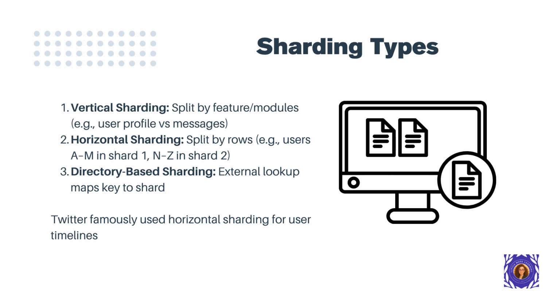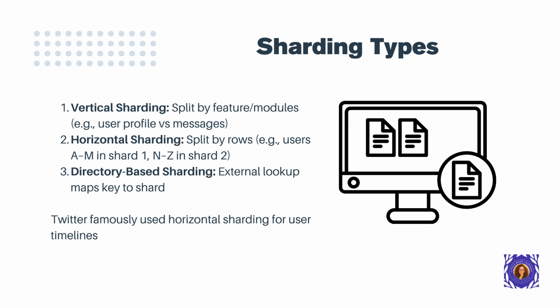Vertical sharding. This approach involves splitting the database by feature or module. For example, in a social media application, user profile data might reside in one database shard, while messaging data lives in another and tweet data in a third. Each shard corresponds to a distinct functional area of the application.